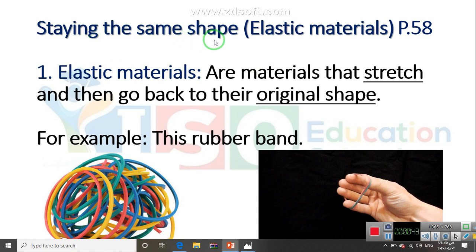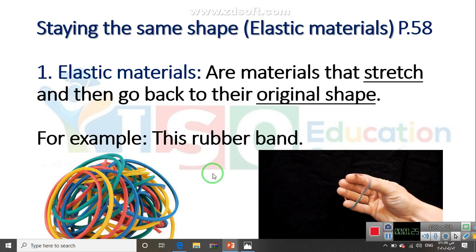Staying the same shape. This lesson talks about elastic materials. Let's figure out and discuss the meaning of the word elastic. What do I mean by elastic materials? What are the properties of elastic materials? Let's read together. Elastic materials are materials that stretch and then go back to their original shape.